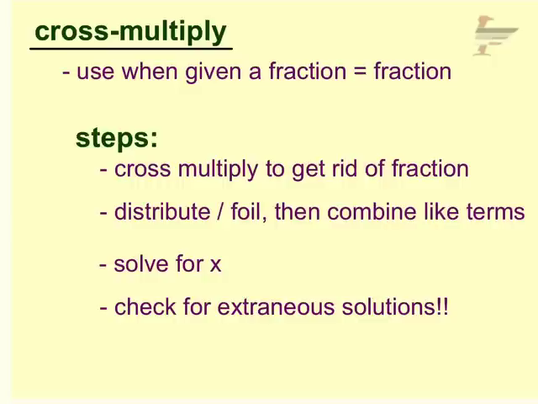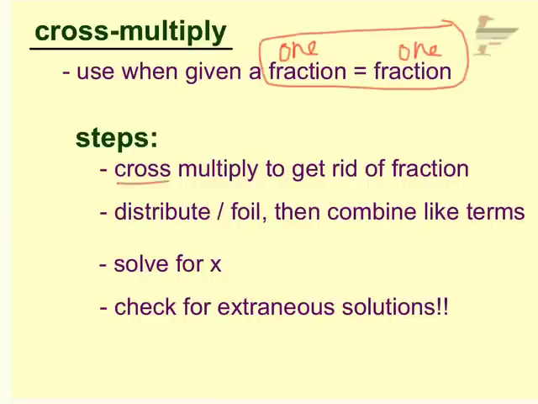When you cross-multiply, you want to use this if you have just one fraction equal to one fraction. If you have any other terms, you can't cross-multiply. So when you have a fraction equal to a fraction, you will cross-multiply to get rid of the fraction. It takes you out of fractions. You may have to do some distributing or foiling, combining of like terms just to simplify the equation, and then it gives you something pretty nice that you can solve for x. You don't have a fraction any longer, so it's going to seem much easier at that point.